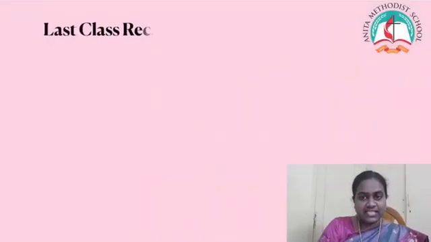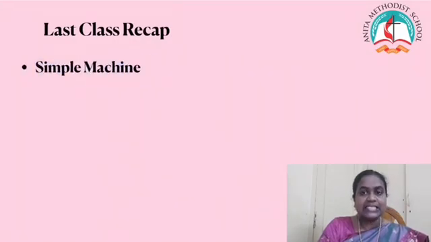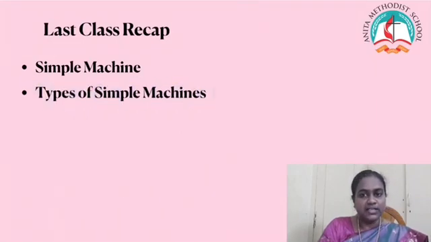Children, in our last class, we learned about simple machines. A tool which helps to make our work easier is called a simple machine. In that, we learned some types of simple machines. First one, pulley. In pulley, we learned about the wheel and the rope which is used to lift the piano.